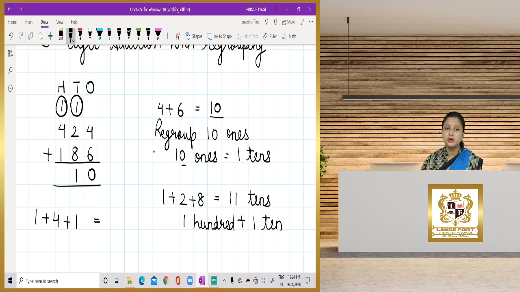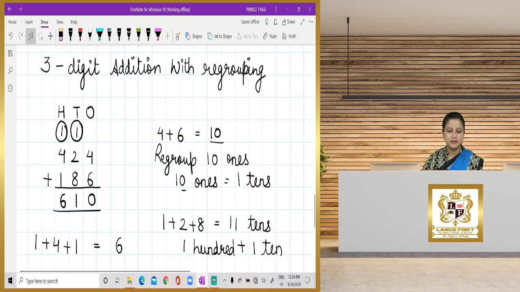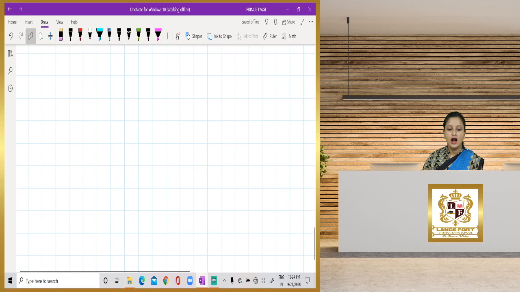What is the total now? The total is 1 plus 4 is 5 and 5 plus 1 is 6. So write 6 in the hundreds place. So the answer is 610. So this is how we add three-digit numbers with regrouping. Now I am taking some more examples of this.